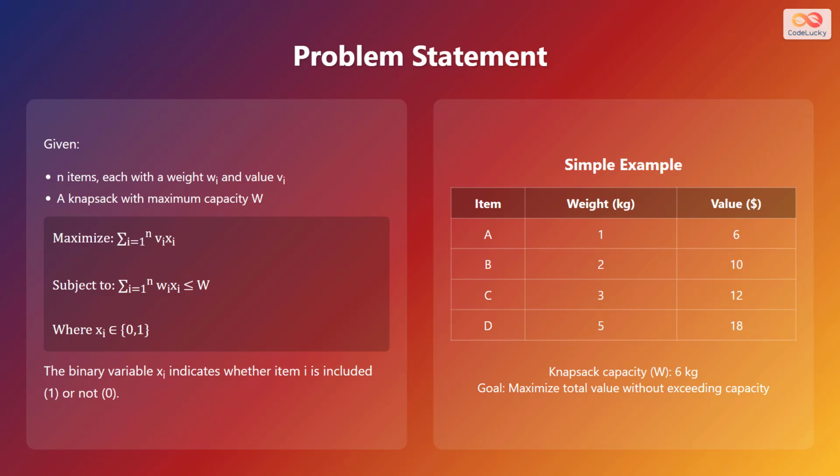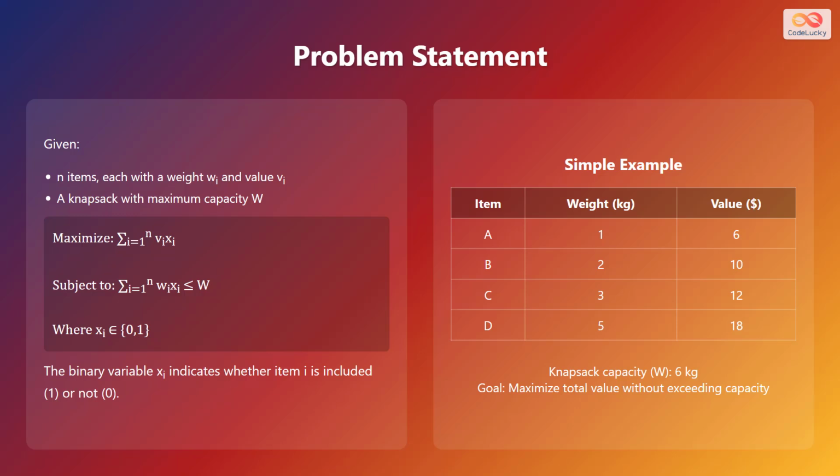The objective is to maximize the sum of values v_i multiplied by x_i, from i equals 1 to n. Here, x_i is a binary variable, which means it can be either 0 or 1. It indicates whether item i is included in the knapsack, represented by 1, or not included, represented by 0. This maximization is subject to the constraint that the sum of the weights w_i multiplied by x_i, from i equals 1 to n, must be less than or equal to the knapsack's capacity, W.